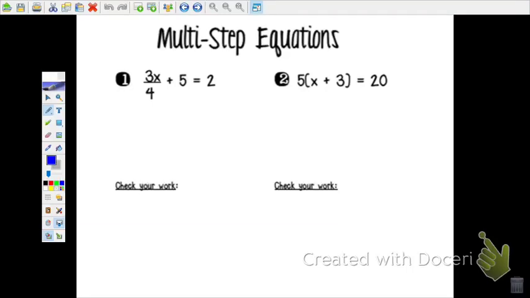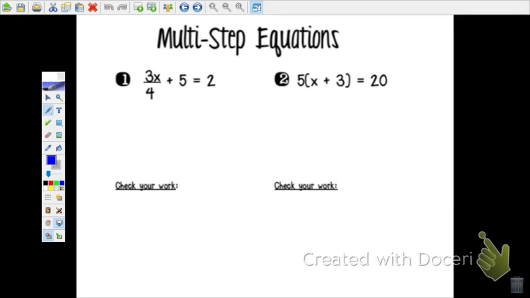Today we're going to continue working with solving equations, just adding a few more steps each time. So today we're going to be working with multi-step equations. So in your flip book, we've got 4 problems we're going to take a look at.